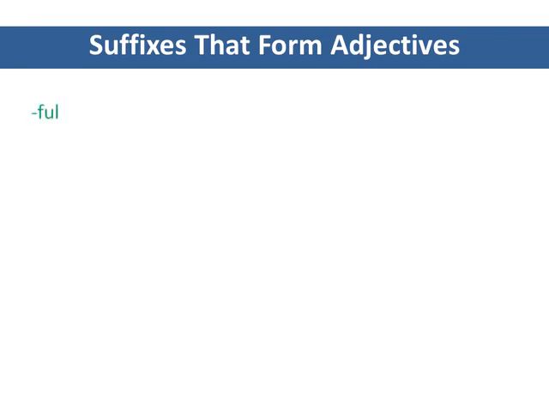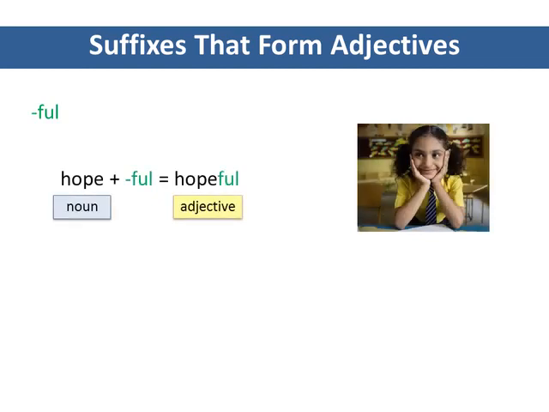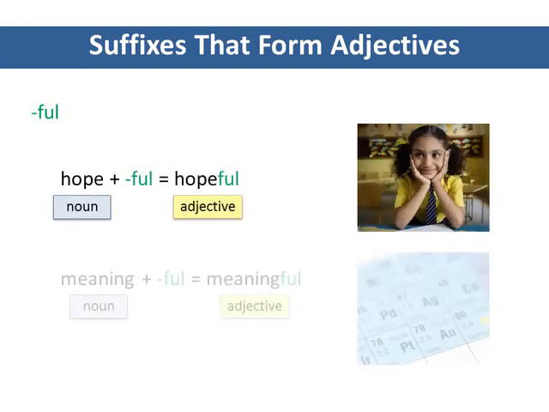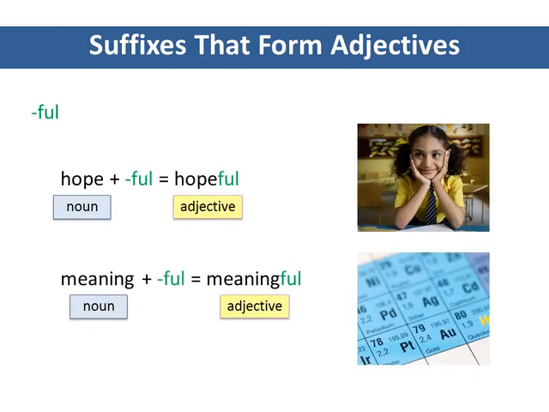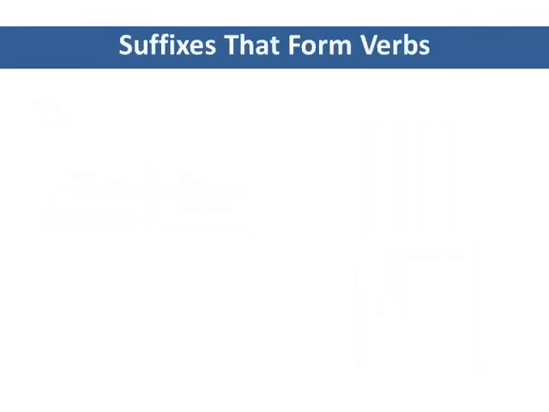Ful is another suffix that forms adjectives. Someone with a lot of hope is hopeful. Something that means a lot or has a lot of meaning is meaningful. Two common suffixes that form verbs are ate and ize. Ate can be used to make nouns, as in doctorate, and adjectives, as in fortunate, as well as verbs.